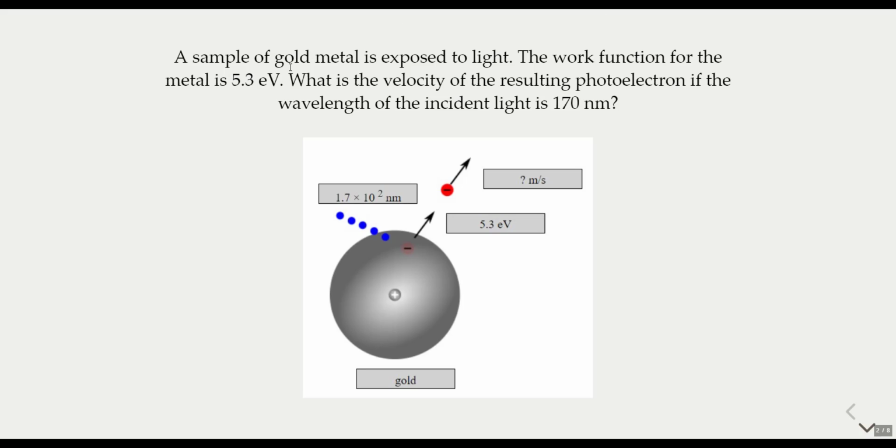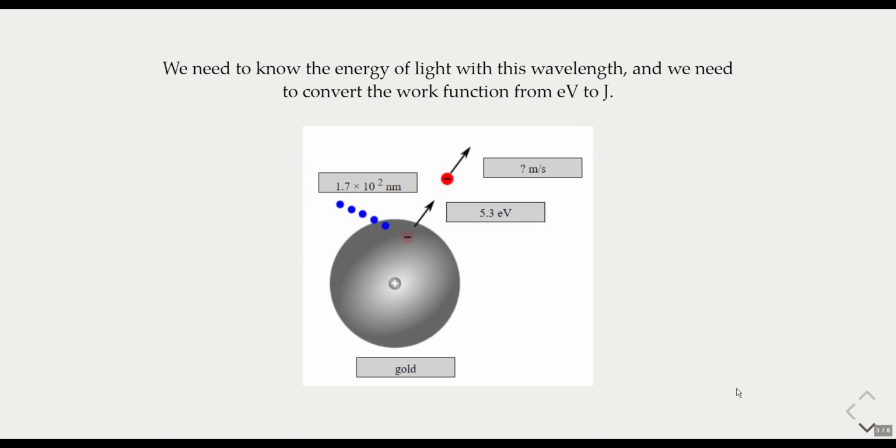The question here is: a sample of gold metal is exposed to light. The work function for the metal is 5.3 electron volts. That's what it takes to knock that electron off of gold. The question is, what's the velocity of the resulting photoelectron if the wavelength of the incident light, this light coming in, these little blue dots are supposed to be chunks of light, has a wavelength of 170 nanometers? So we're going to have to figure out how much energy each of these little chunks of light has, how much energy is left over after we remove the electron, and then figure out what the velocity of the electron is with that much energy. Okay, so two steps here.